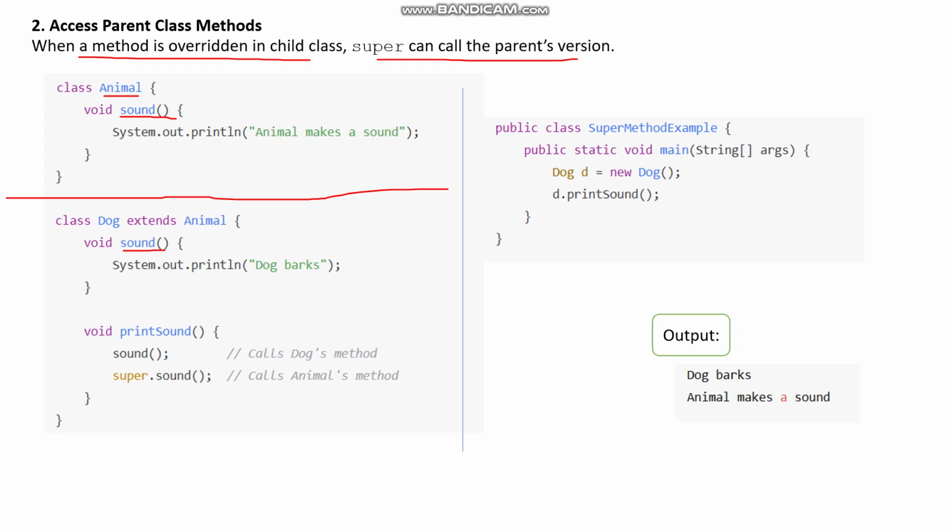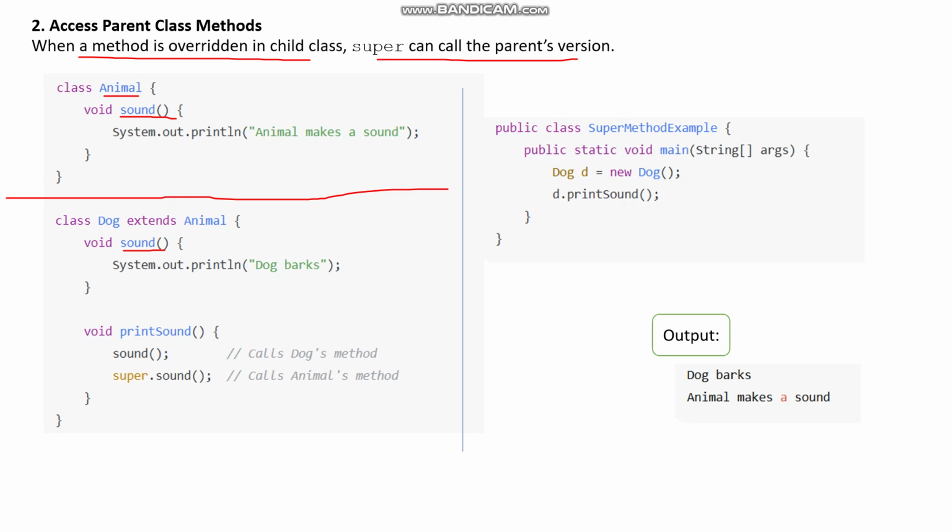See this one here. The Dog class contains a method void printSound. It contains sound as well as super.sound. Whenever there is sound, it is accessing this method. Whenever there is super.sound, then it is accessing the Animal's sound method.